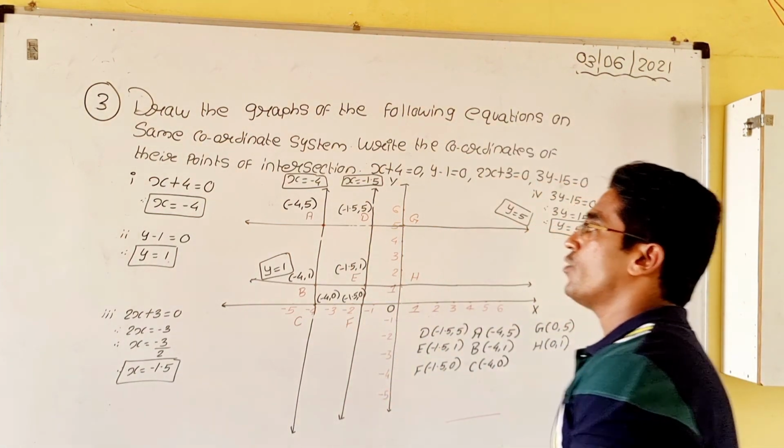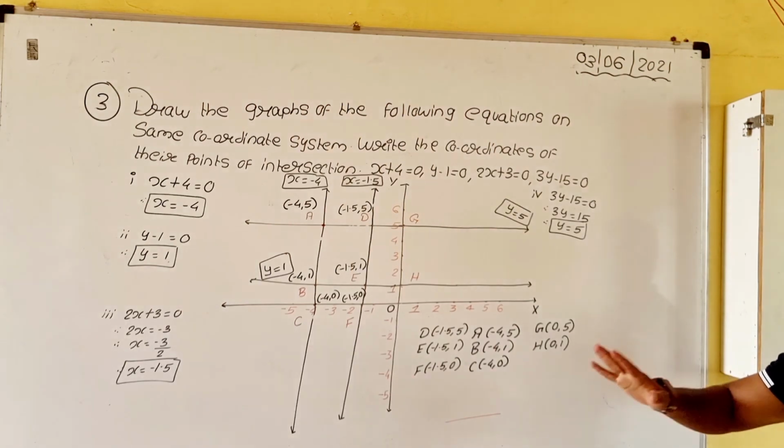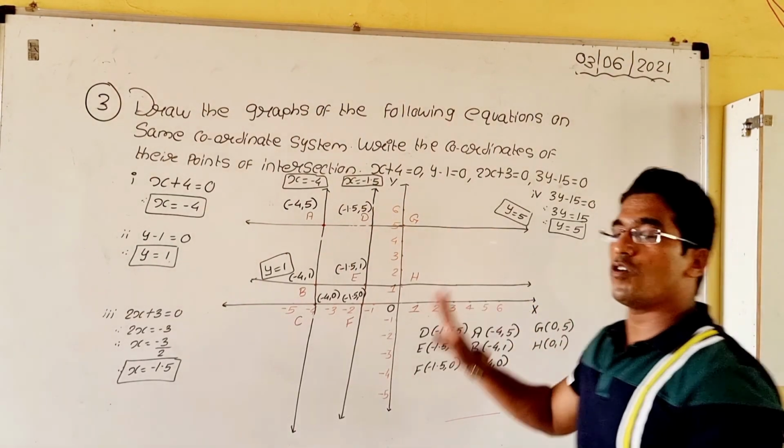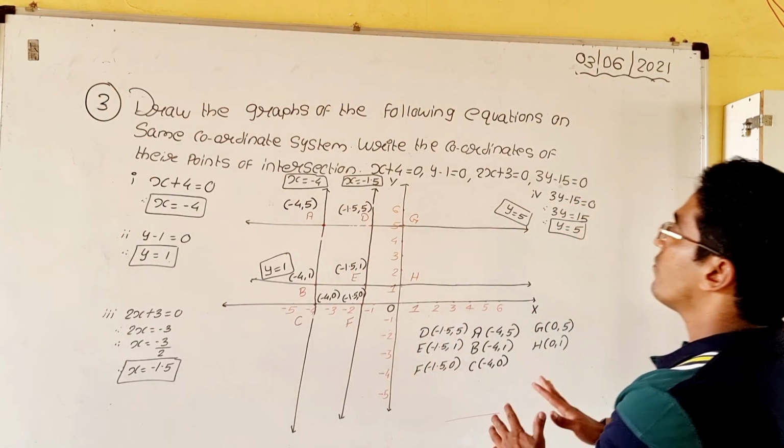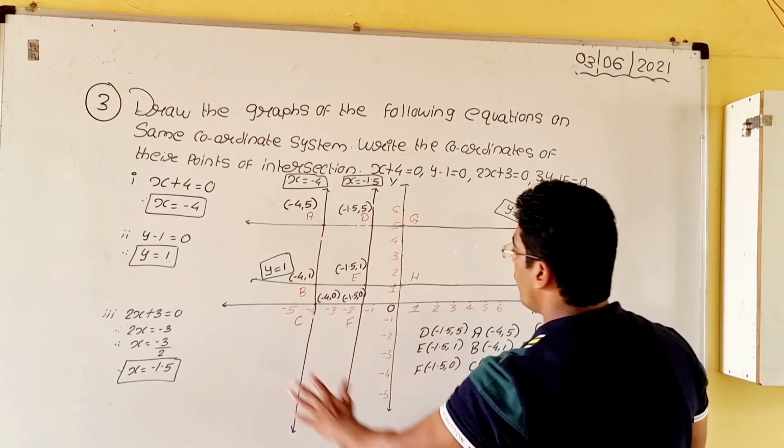What was given in this question? We had to first draw the graphs of the given equations on the same coordinate system. Secondly, we had to find out the coordinates of the points of intersection.